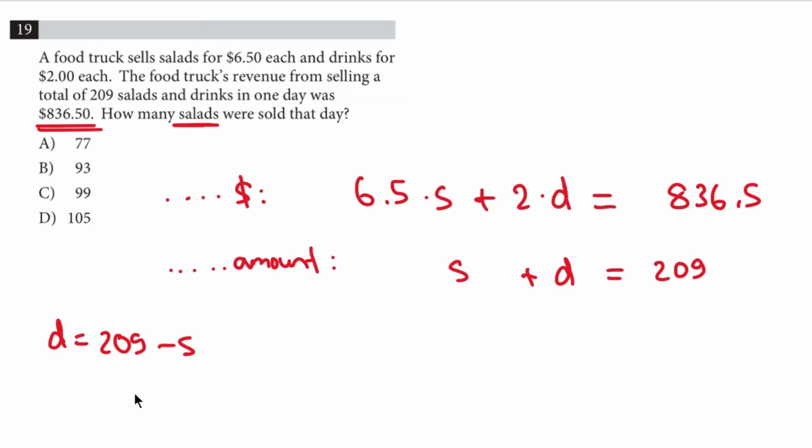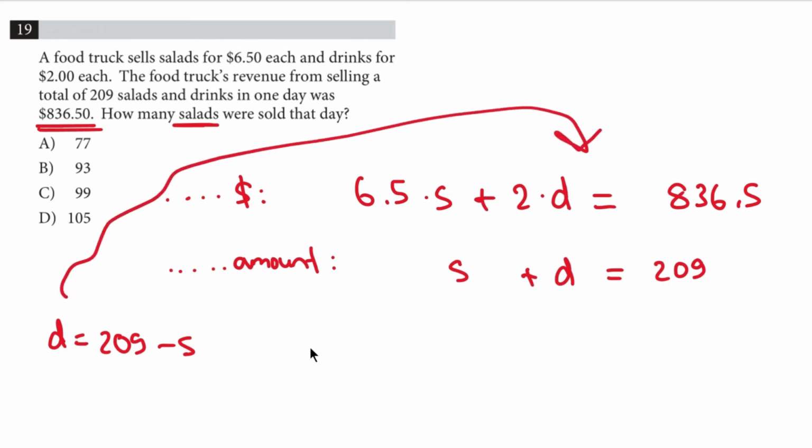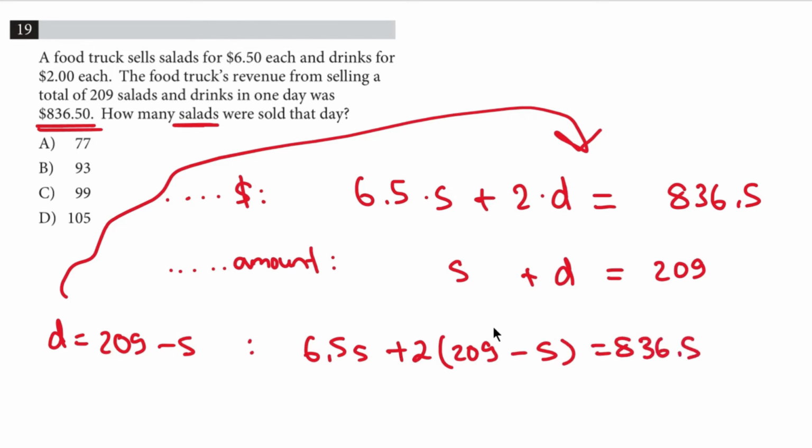Now I will use the substitution method to solve this system of linear equations for the unknown variable S, which is going to give me the amount of salads sold on that day. Let me now plug D right here. So 6.5S plus 2 times D, which is 209 minus S, is equal to 836.5. Now let me open up the parentheses. 6.5S plus 418 minus 2S gives me 836.5.